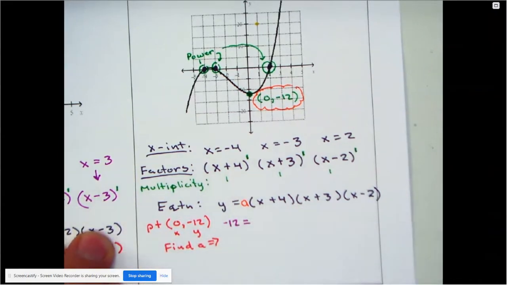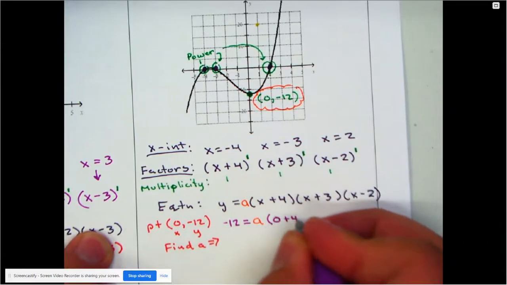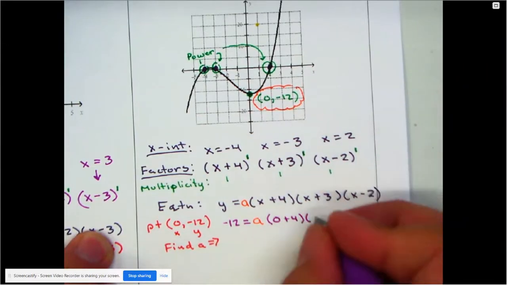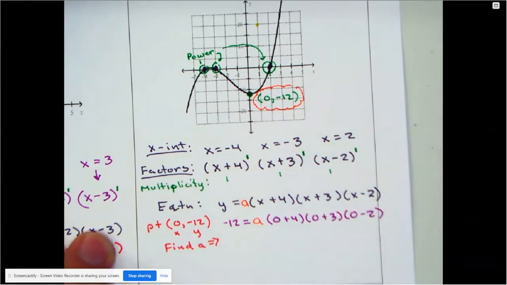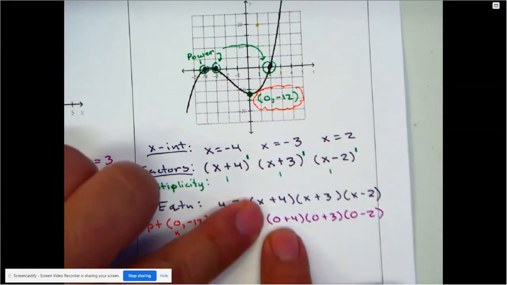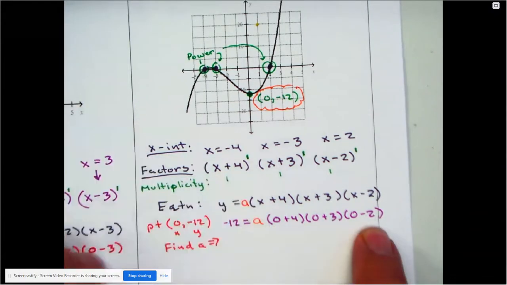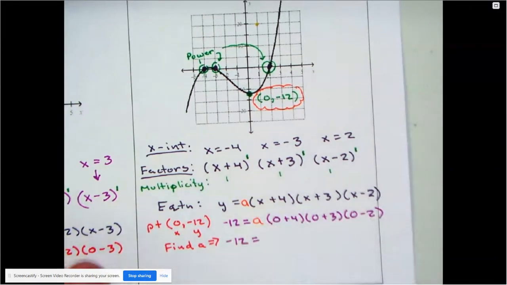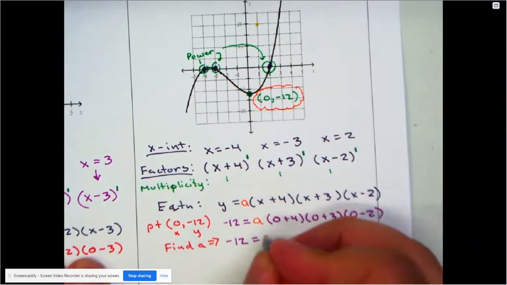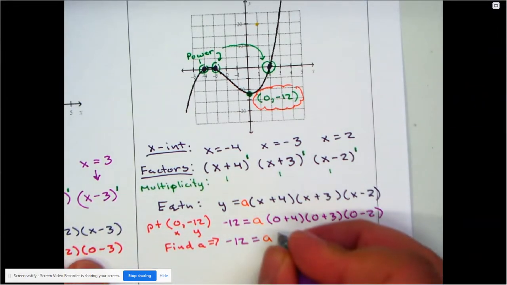I have no idea what a is, but I know what x is. x is 0 plus 4, x is 0 plus 3, and x is 0 minus 2. Remember, if you have any issues here with this part, ignoring the a, then let Desmos help you out with this. Don't make the little mistakes. So negative 12 is equal to, all right, well, like I said, you can let Desmos handle most of this work for you. You might as well.